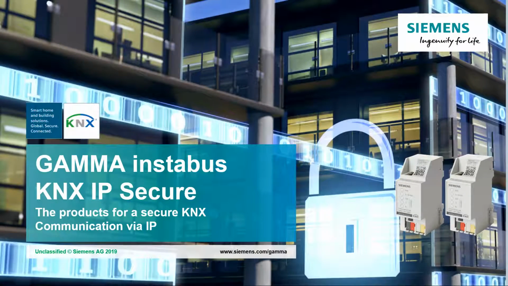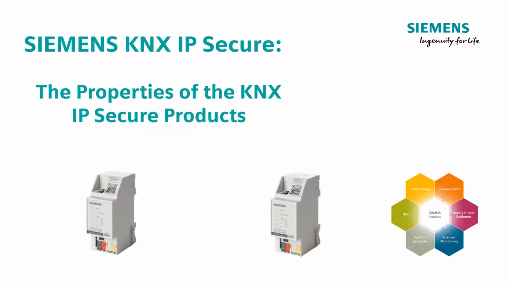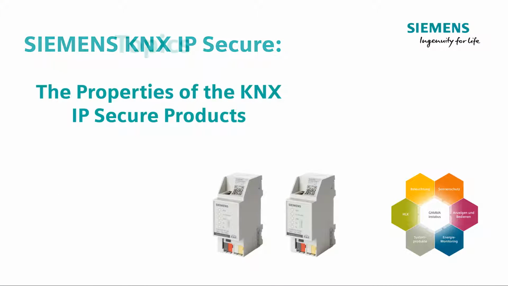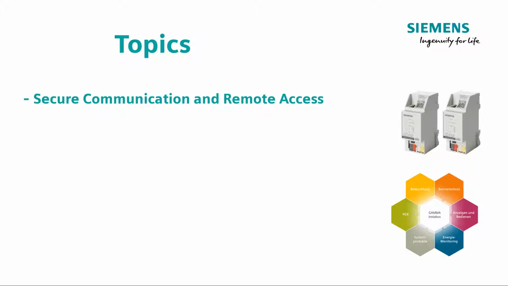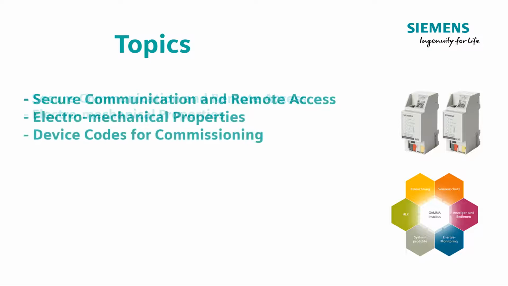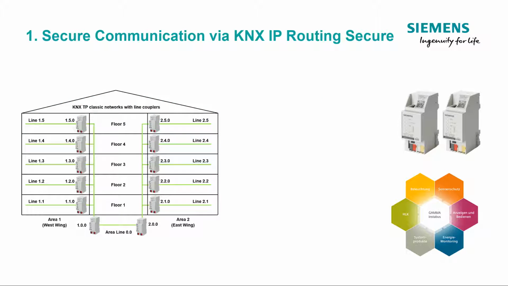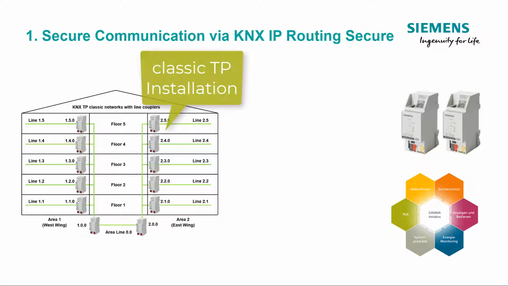Siemens KNX IP Secure products. Properties. In this chapter, we will talk about the following topics: secure communication and remote access, electromechanical properties of KNX IP Secure products, all device codes required for commissioning, and the parameterization in ETS. Secure communication via KNX IP Routing Secure.